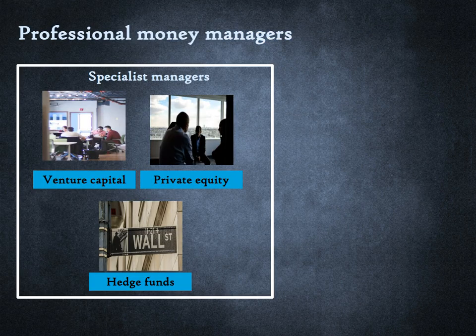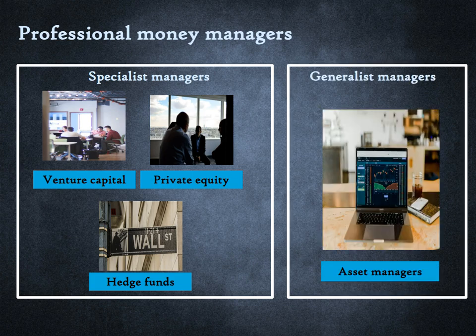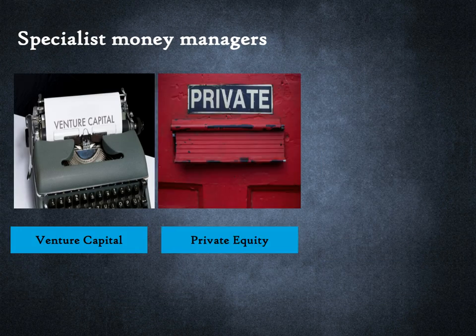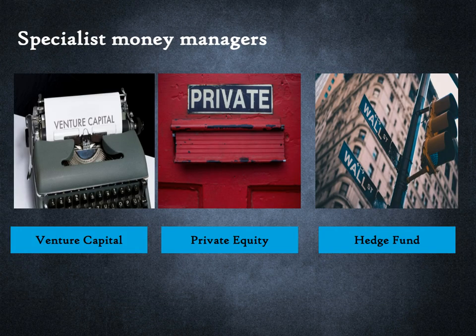The first group, consisting of venture capital, private equity, and hedge funds, tend to invest in a less diversified asset portfolio. Generalist asset managers invest across the whole spectrum of assets, from high risk to low risk. VC, PE, and hedge funds are similar to mutual funds, but they invest in riskier assets and are accessible mostly to institutional and high net worth investors.